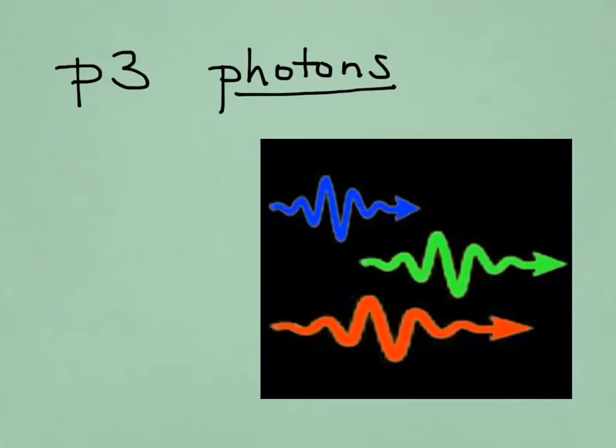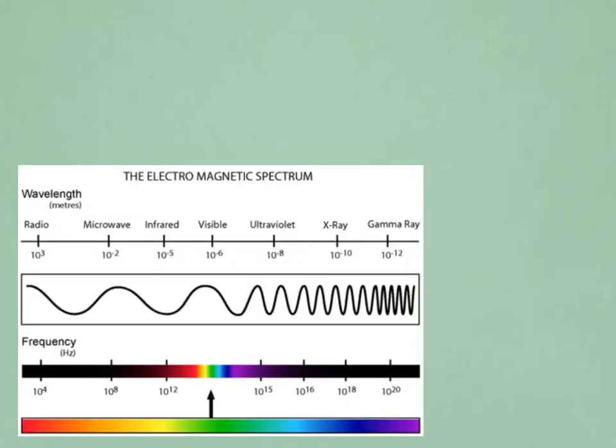P3, photons. This is an introduction to the rather strange idea that light, rather than being a nice smooth thing, actually arrives in lumps. So you're probably familiar with the electromagnetic spectrum.